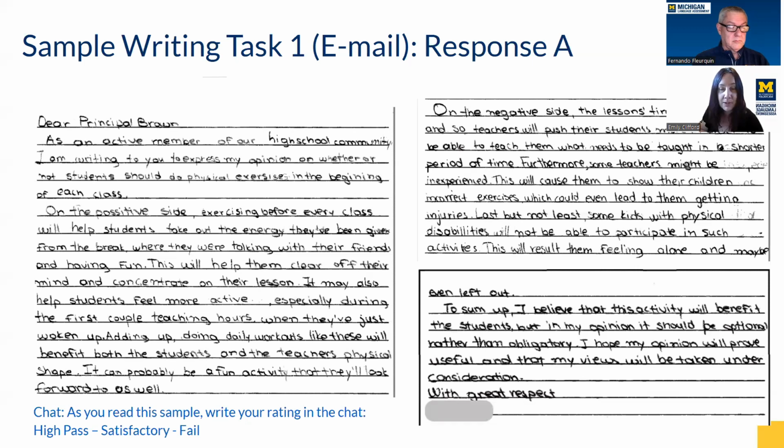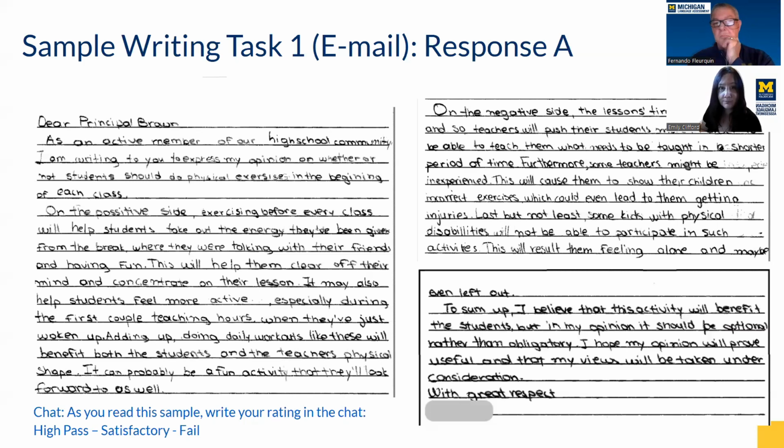Furthermore, some teachers might be inexperienced. This will cause them to show their children incorrect exercises, which could even lead to them getting injuries. Last but not least, some kids with physical disabilities will not be able to participate in such activities. This will result in them feeling alone and maybe even left out. To sum up, I believe that this activity will benefit the students, but in my opinion, it should be optional rather than obligatory. I hope my opinion will prove useful and that my views will be taken under consideration with great respect.